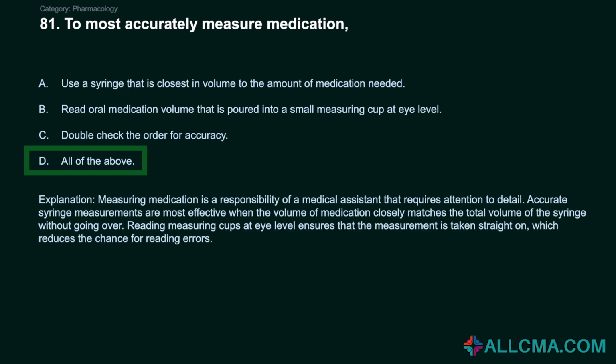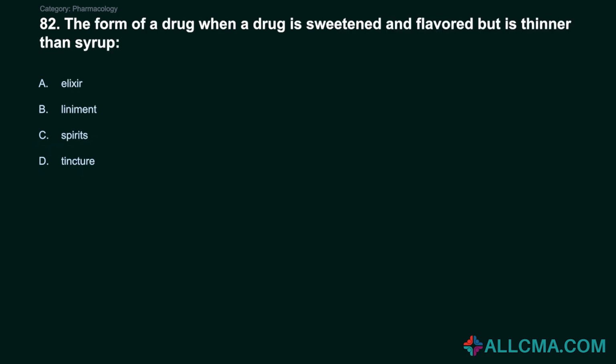Measuring medication is a responsibility of a medical assistant that requires attention to detail. Accurate syringe measurements are most effective when the volume of medication closely matches the total volume of the syringe without going over. Reading measuring cups at eye level ensures that the measurement is taken straight on, which reduces the chance for reading errors.